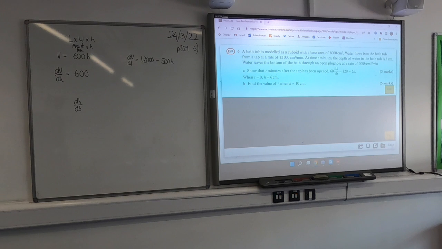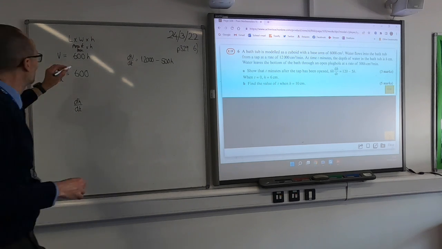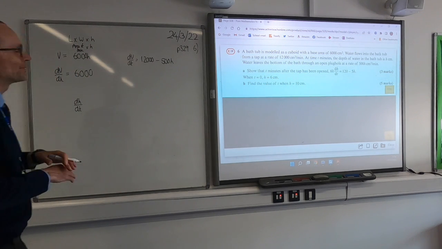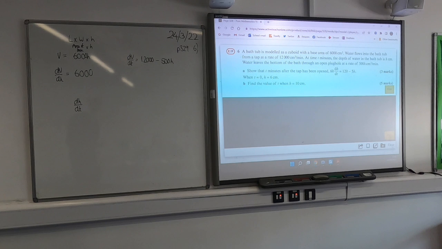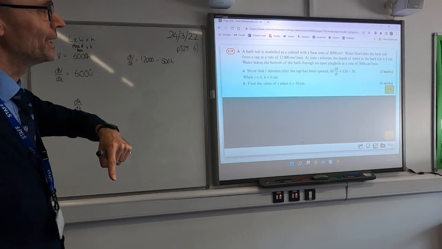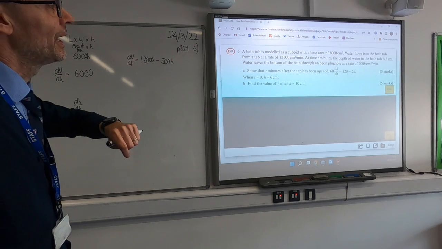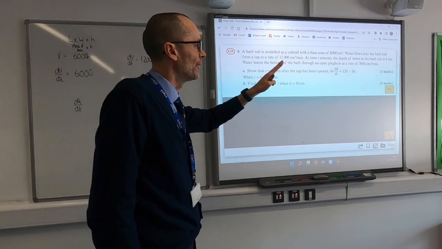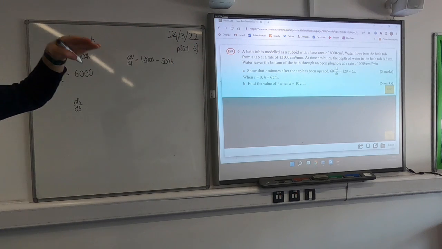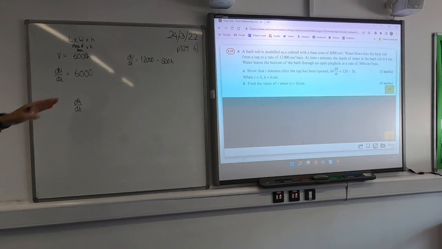So the volume is 600h. Length times width is the area of the base, which is 6,000. Thank you. And multiplied by the height, which they are calling h. The change of volume is constant water flow in, 12,000 centimetre cubes per minute. Sorry, not per second, per minute. But variable coming out. It's a function of the height. I guess that's because the higher it is, perhaps the faster it's going to flow out. So that's dV by dt. I want dH by dt.